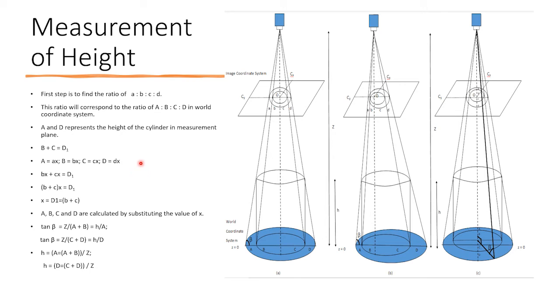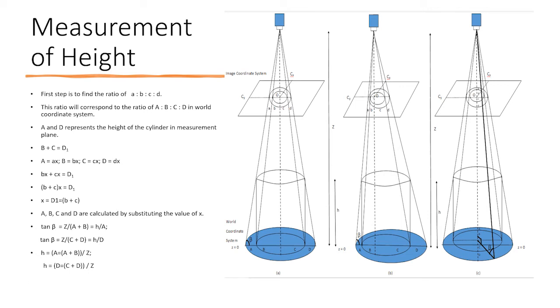Now we need to calculate the value of x first. X is the conversion factor from image coordinate system to world coordinate system. We can calculate the value of x using the diameter of the cylinder that we have previously calculated. After finding the value of x, we have substituted its value in this equation to calculate a, b, c and d. Now as we know the value of a, b, c and d, we can use these simple geometry equations to calculate the height of the cylinder.